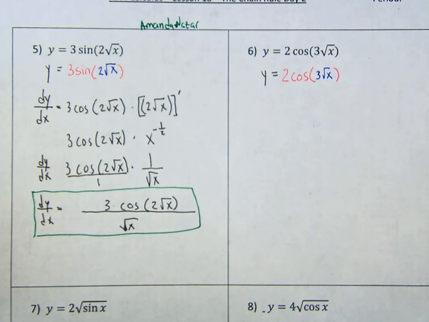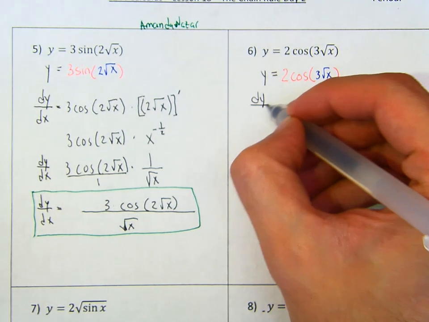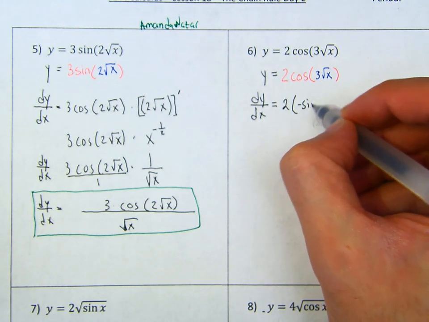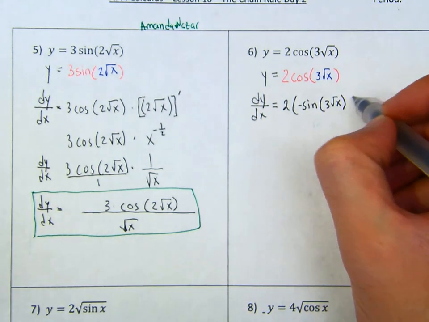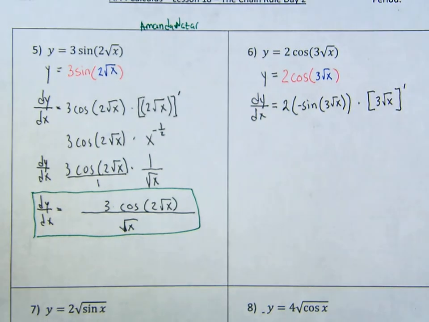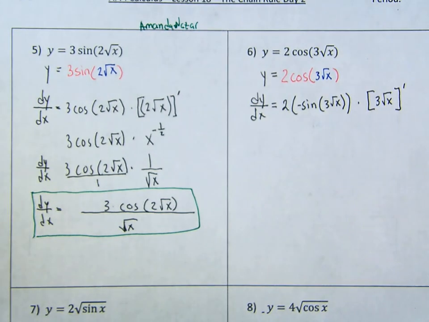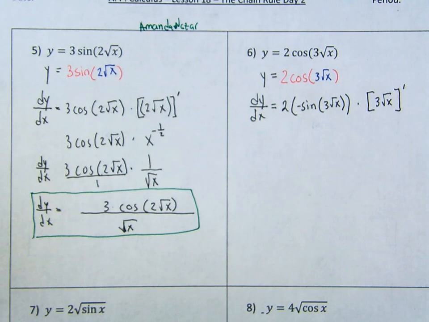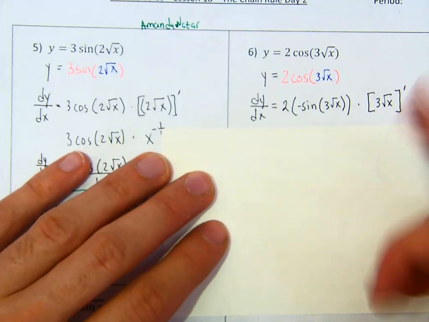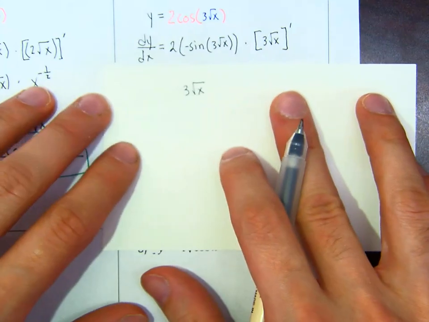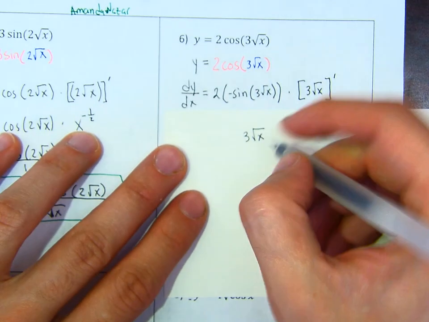Okay. So now dy dx is equal to 2 times negative sine of 3 radical x. And now you've got to take the derivative of 3 radical x. Okay? So what I want you to do on the side, the same way we took the derivative of 2 radical x, pause the video and try and find the derivative of 3 radical x. If you want to see how it's done, how do you take the derivative of 3 radical x?